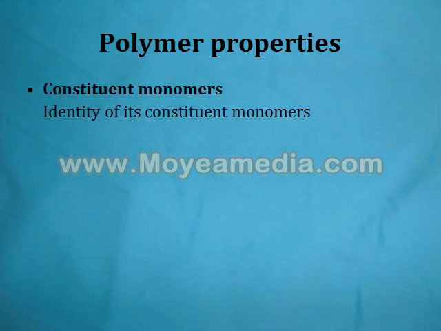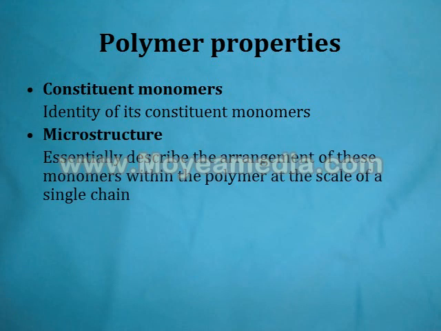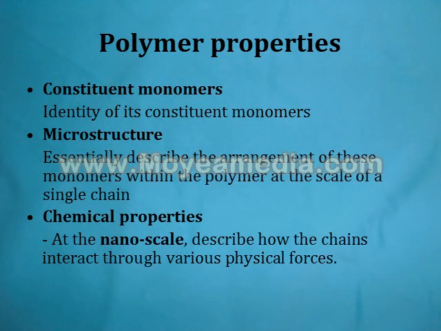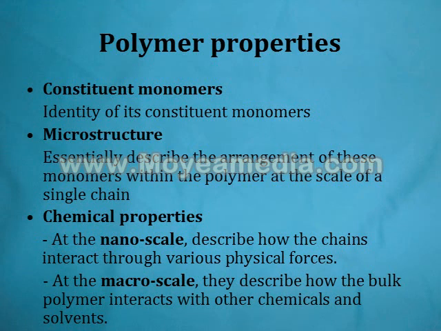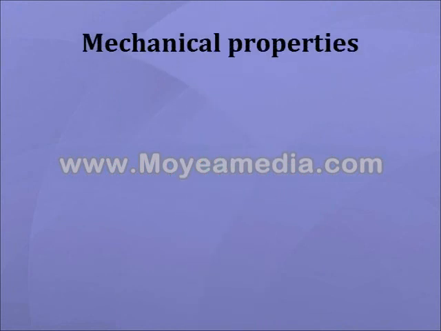There are different properties of the polymers. First one is constituent monomers, which is depicted by the identity of its constituent monomers. Second one is microstructure, which essentially describes the arrangement of these monomers within the polymer at the scale of a single chain. The chemical properties are at the nanoscale. It describes how the chains interact through various physical forces, whereas at the macroscale they describe how the bulk polymer interacts with one another, chemicals and solvents.